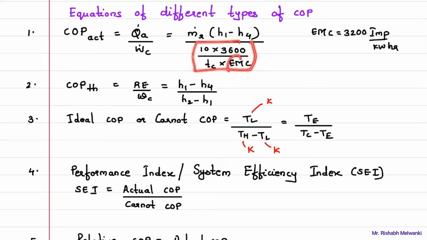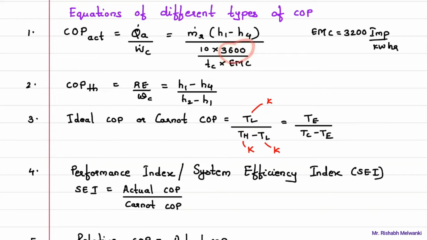Now here EMC is called energy meter constant. So basically you know the energy meter, right? In your house, your flat, each and every flat has an energy meter to find the energy consumption, and according to that you get the bill. So this energy meter is attached to the compressor of a particular device so that we can count the impulses. For 10 impulses, what is the time in seconds? That time we have to substitute over here.